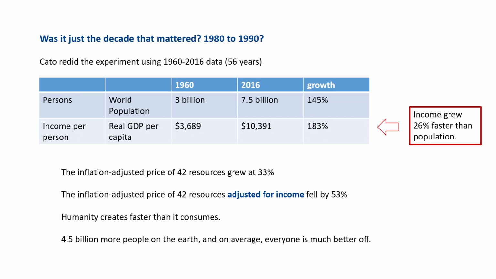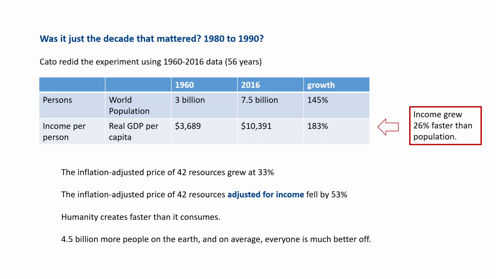Well, this experiment's been run 100 times on available data. Cato redid it between 1960 and 2016. That is a 56-year period, during which the population of the world more than doubled. It grew 145% by adding 4.5 billion people. And the income per person in 1960 was only $3,700. But by 2016, it was $10,400. That's a 183% increase. So income grew faster than the population. The population grew, but we're all better off.